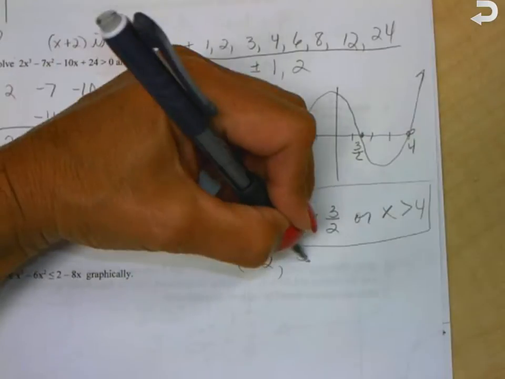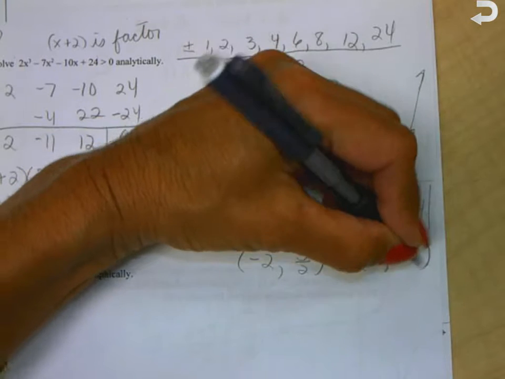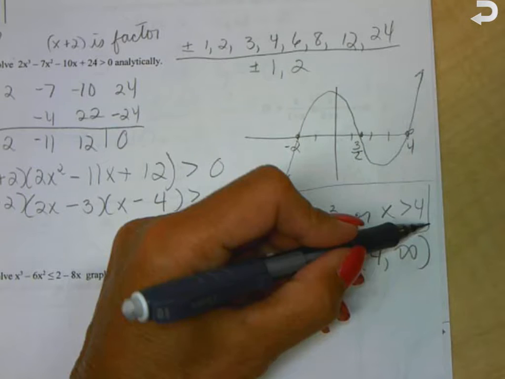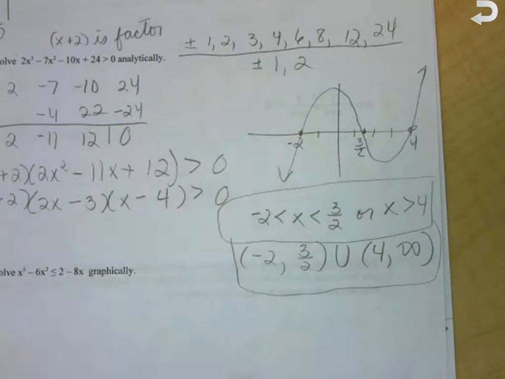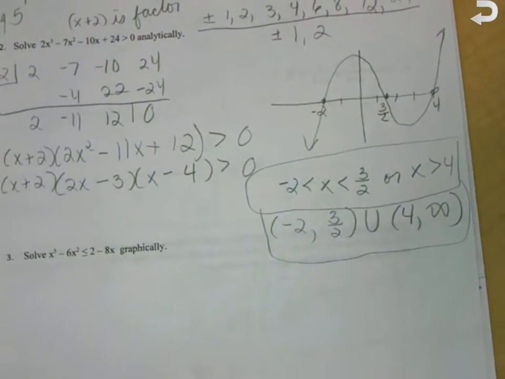Now I could also write that in interval notation if I so choose, and have -2 to 3/2 united with 4 to positive infinity. So that would be another way to show this.